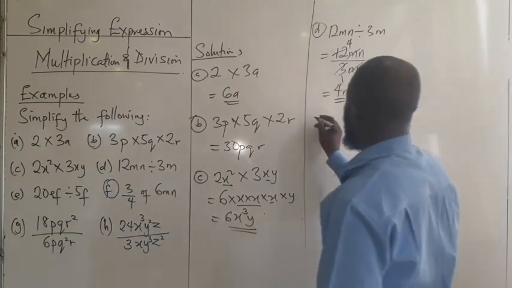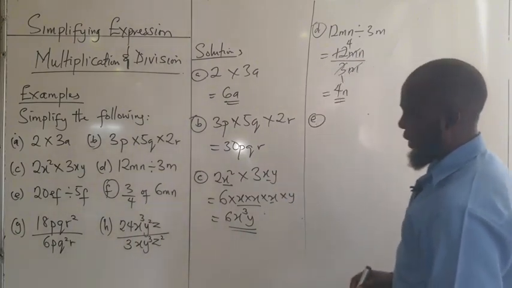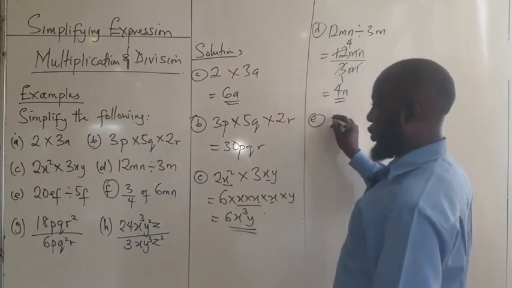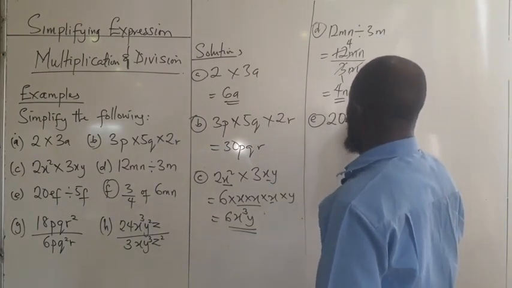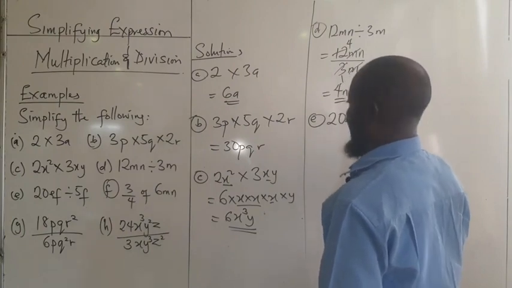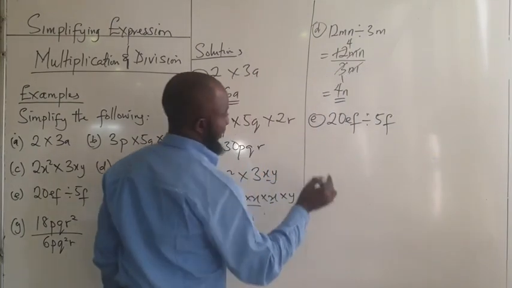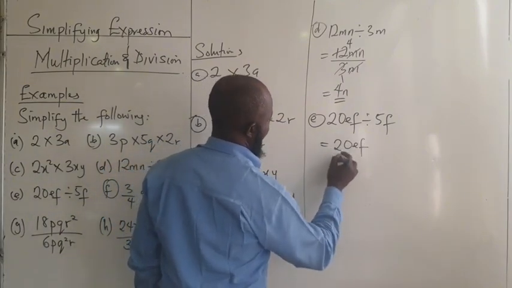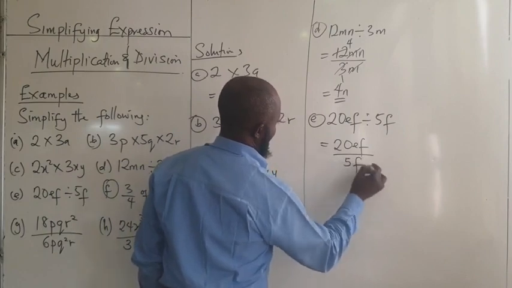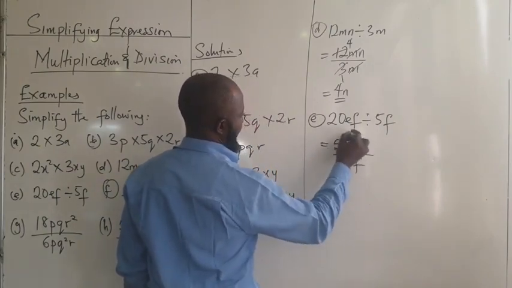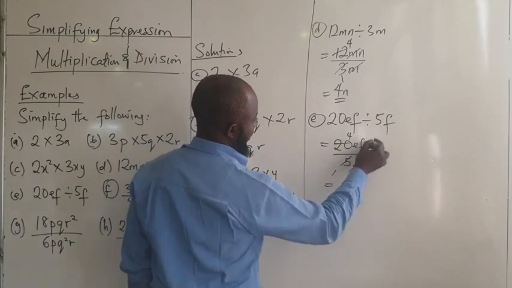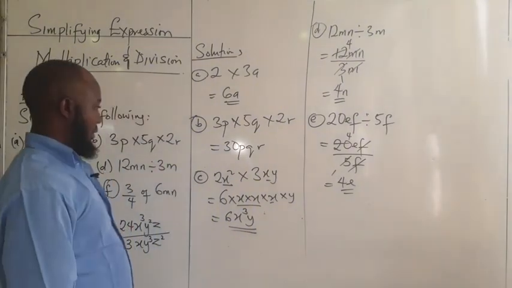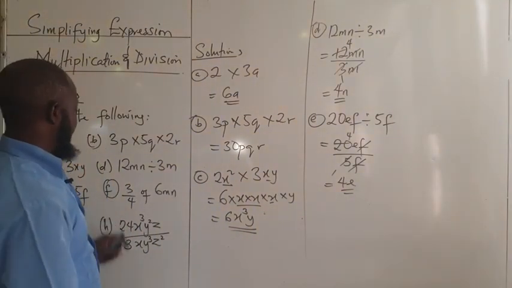Right? Then E. You can see this one is under division, the earlier ones were under multiplication. So E is 20EF divided by 5F. We can write it as 20EF all over 5F. So 5 here 1, 5 here 4. We cancel F, so it remains 4E. So I hope I'm making sense.